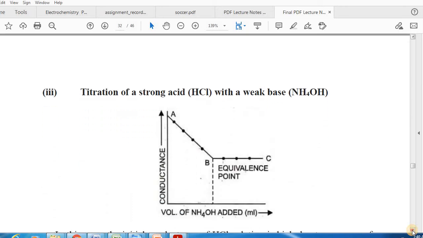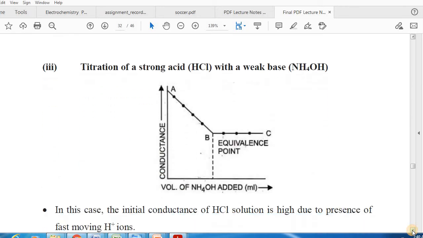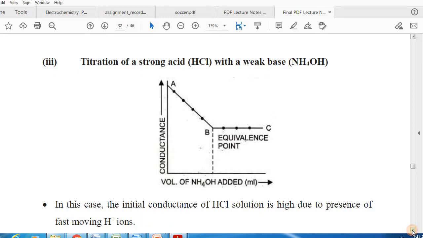The next one is the titration of a strong acid with a weak base. As we initially have a strong acid, the conductance is initially very high. Now on addition of NH4OH to HCl, what happens?